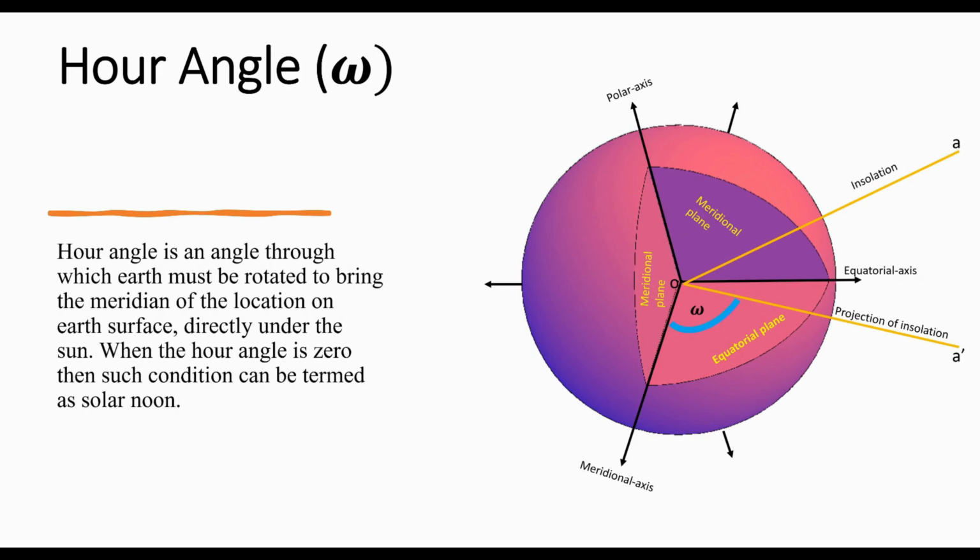The earth-centric coordinate system with the three axes, polar axis, meridional axis and equatorial axis, are shown in the figure. The line OA represents the insolation, that is the rays which are coming from the sun, and OA dash is its projection on the equatorial plane. The angle which is subtended between the meridional axis and the projection of the line of insolation on the equatorial plane is an angle omega, and this angle is known as R angle.